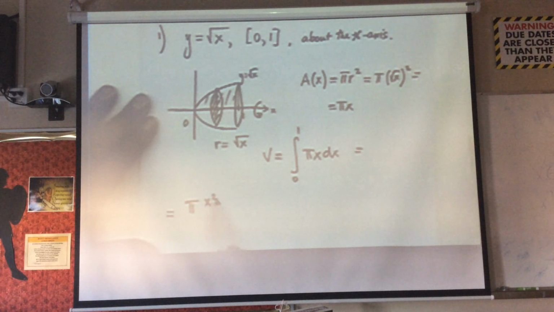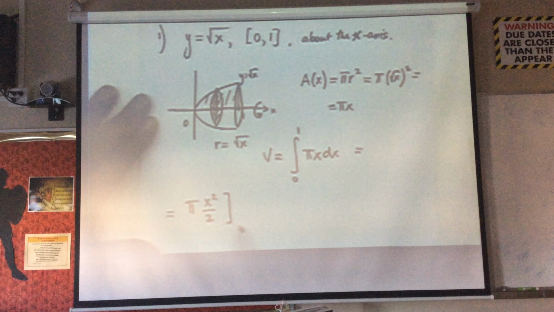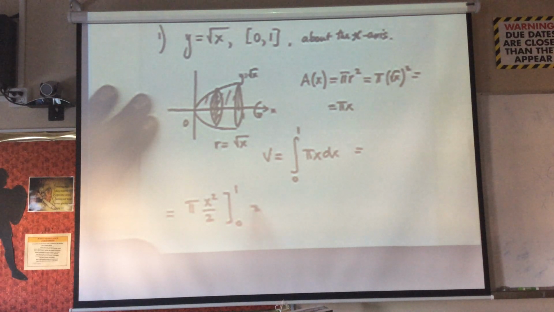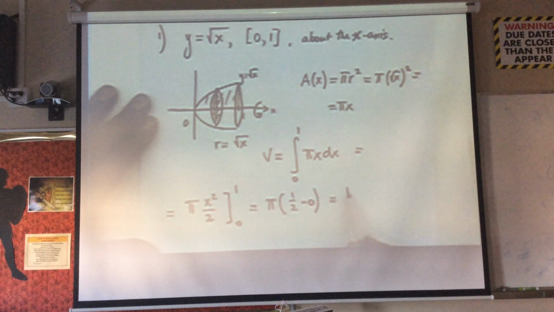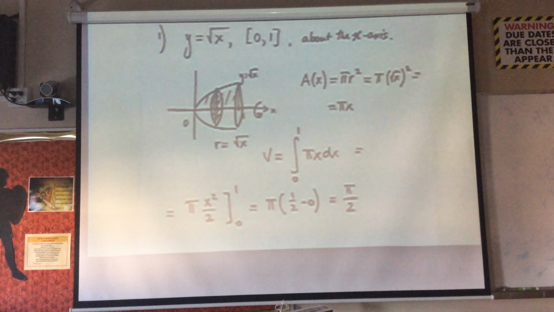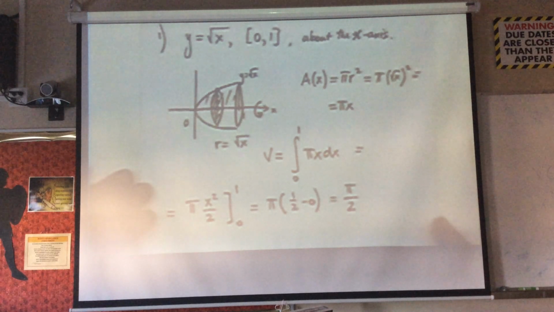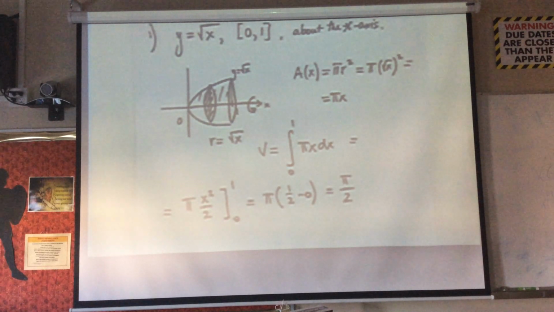So pi, and we have x squared over 2 as my antiderivative. So you go from 0 to 1. So you get pi times 1 over 2 minus 0. So the answer is pi over 2. Now you should expect to see pi all the time, because again, you're rotating, you're involving a circle. So you don't give decimals here. Every answer that you will get will be with pi, except when we have a triangle, then you don't get pi. But here we get pi. Did you get the general idea?